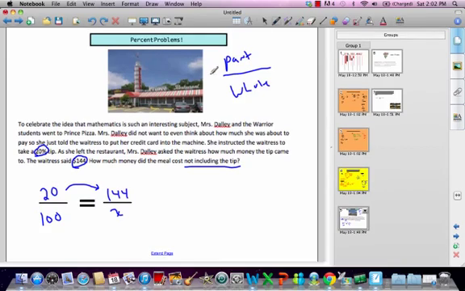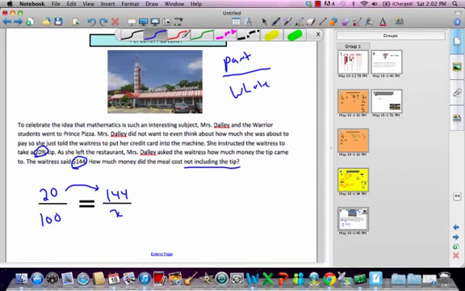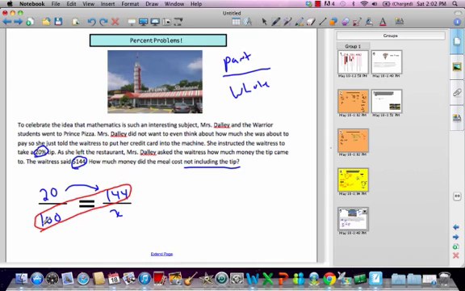Let me use a different color for this, just to show you. I would use 100 times 144. So we get 100 times 144. And that equals 20 times x. And 1 times 144 is just 144. So we're just going to add two zeros onto this, 14,400 equals some number times 20.